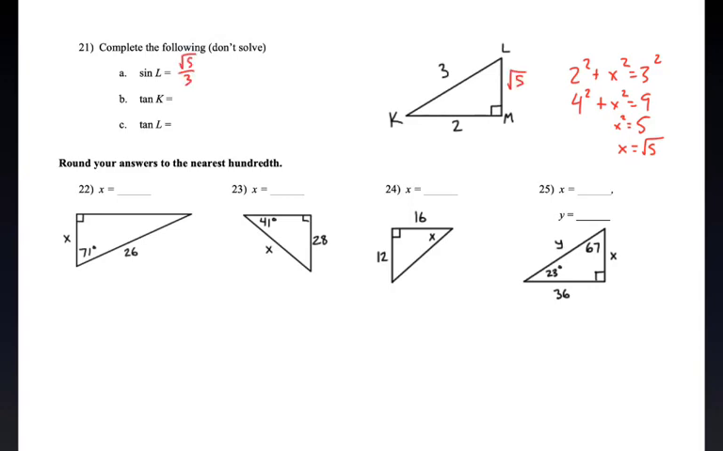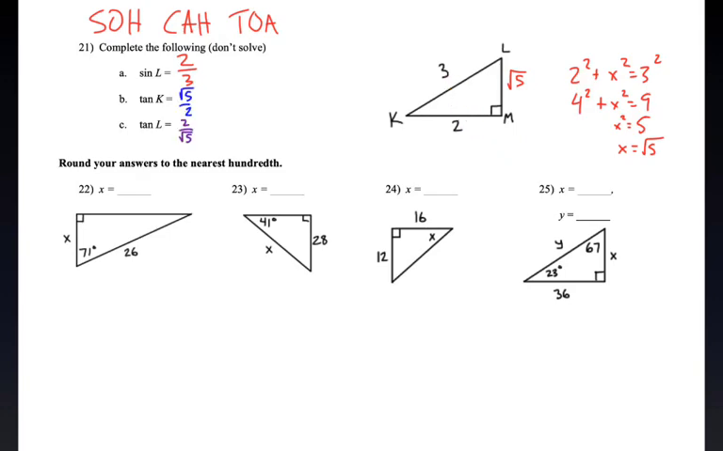Sine is opposite over hypotenuse. The opposite of angle L is 2. The hypotenuse is 3, so it's 2 over 3, the sine of L.